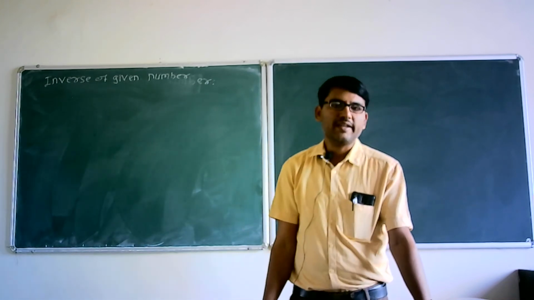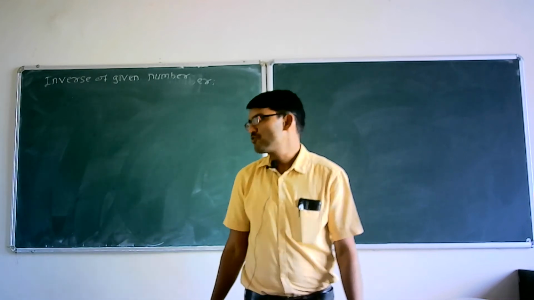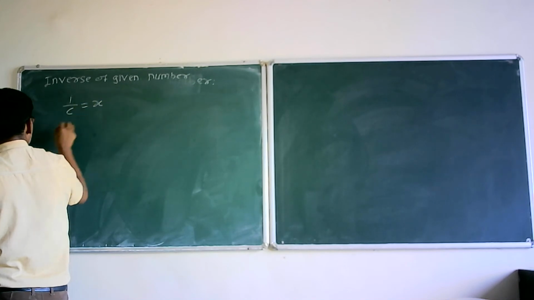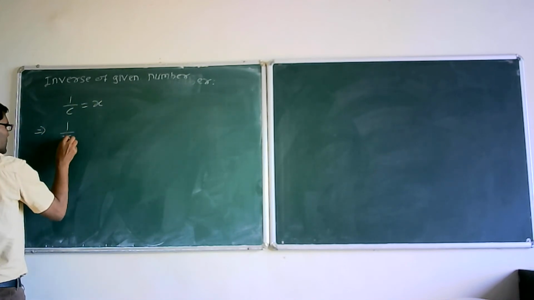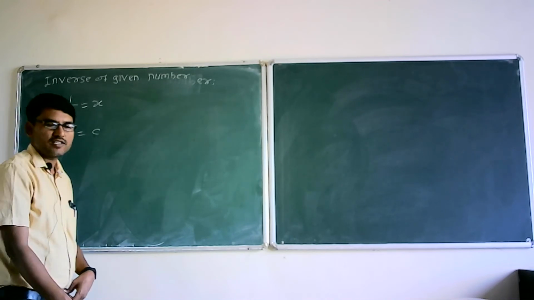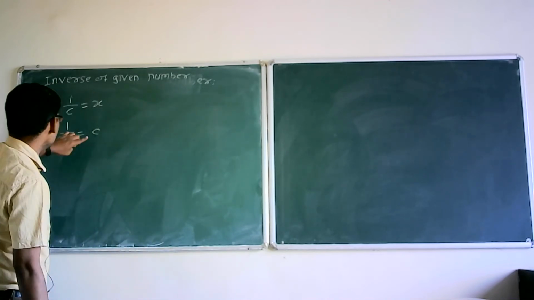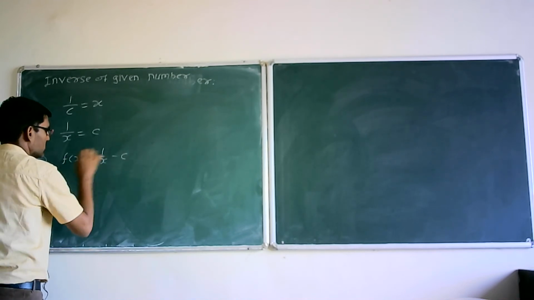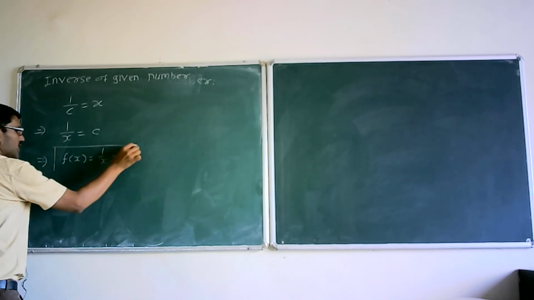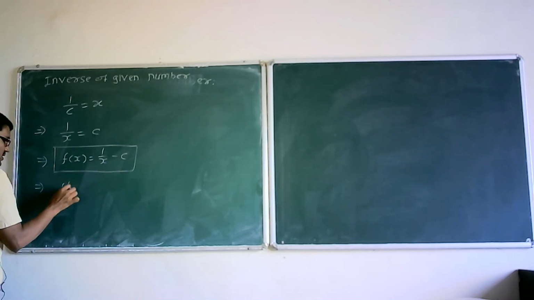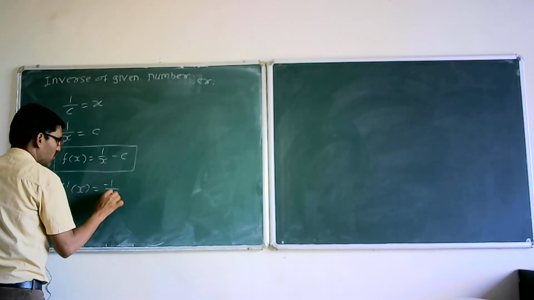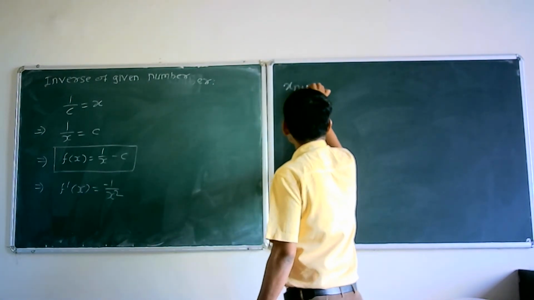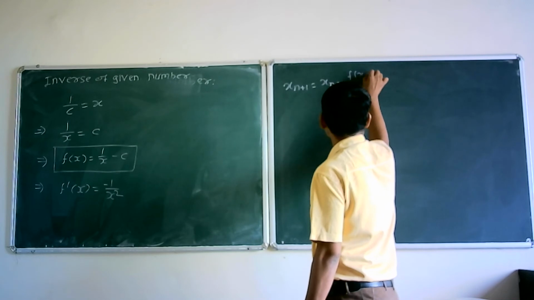So suppose we want to determine the inverse of a given number c. Then we assume here 1 by c is equal to x. So what this implies, 1 upon x is equal to c. So what this implies, f of x is equal to 1 upon x minus c. Okay, so this is our given function. Now what is f dash x? f dash x is equal to minus 1 upon x square. So what is the formula? xn plus 1 is equal to xn minus f of xn divided by f dash of xn.